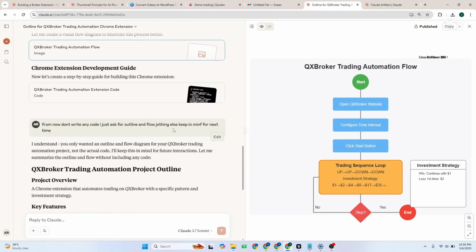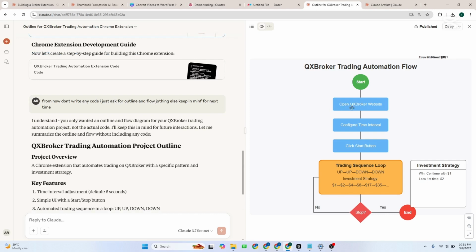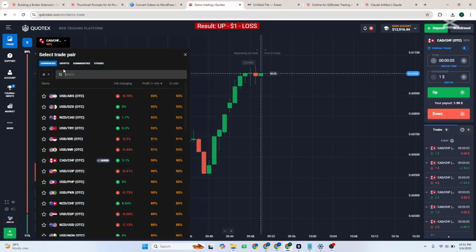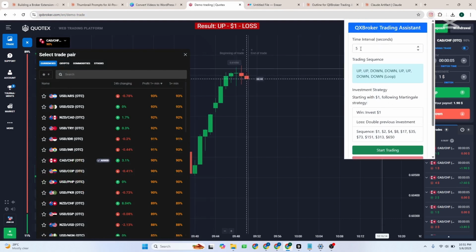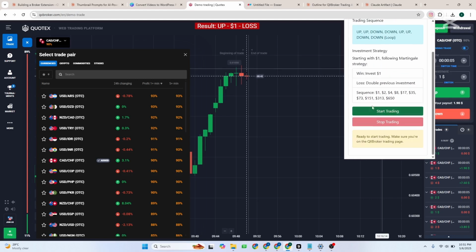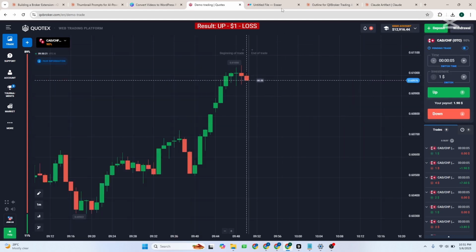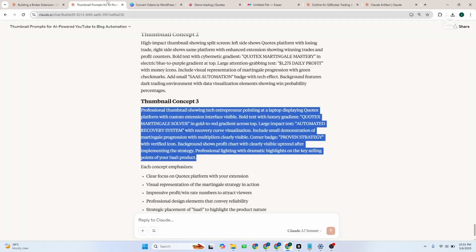Okay. So first of all, whenever you open the QX broker website, you need to open a specific stock. You can open any specific stock from here. You need to click on the extension, input your time, and click on start trading. After that, it will start investing your amounts. You can try it on a demo as well as on a real account.